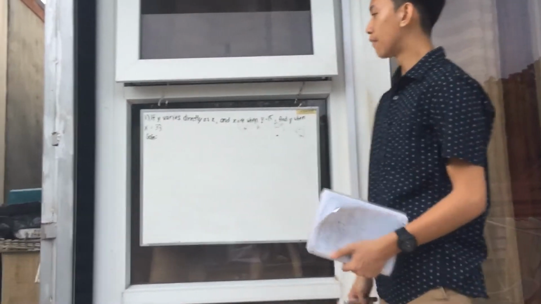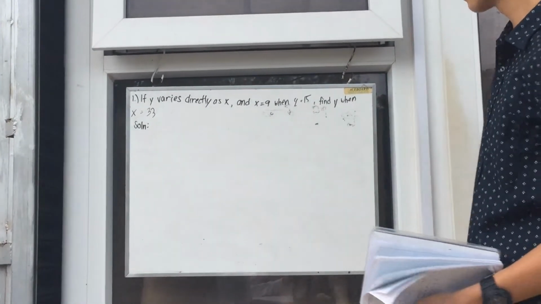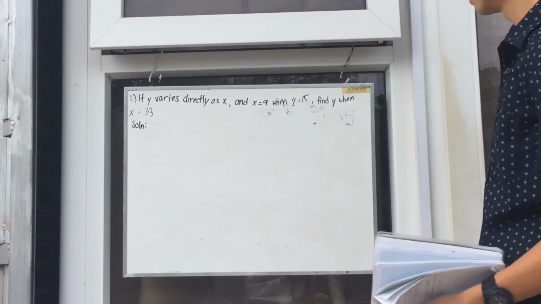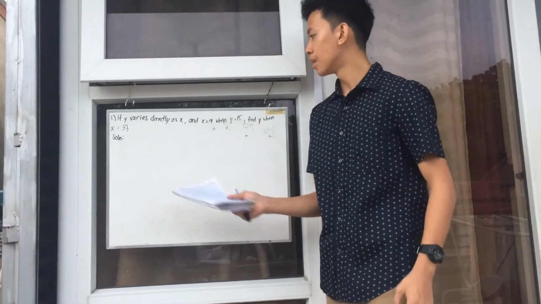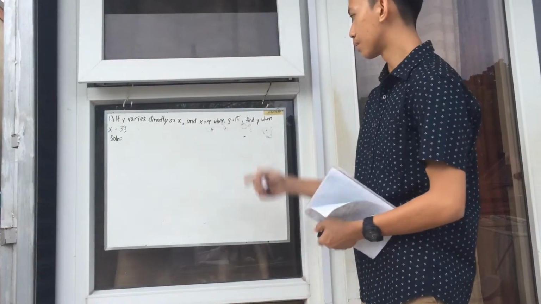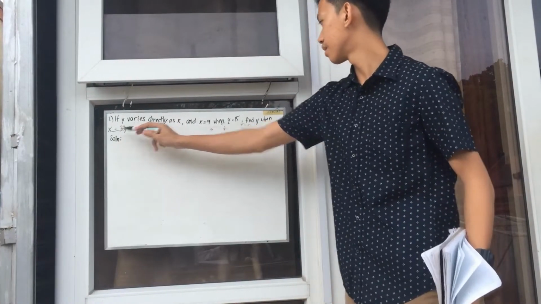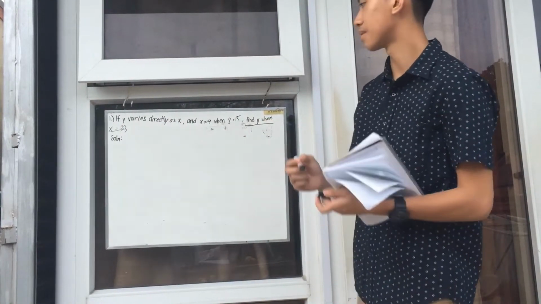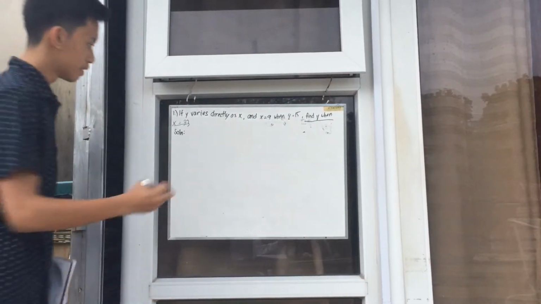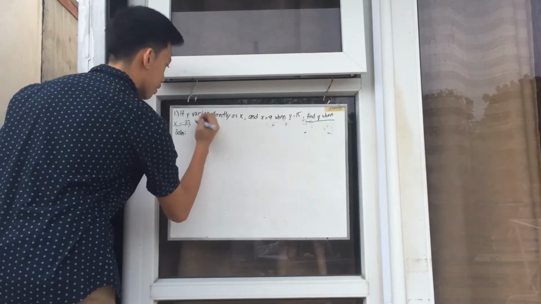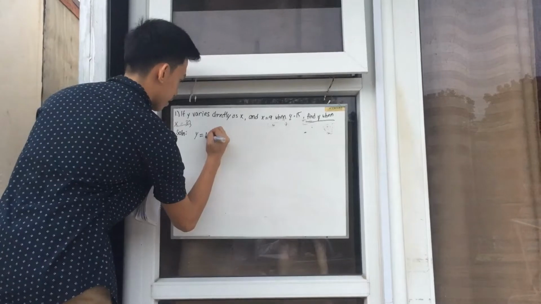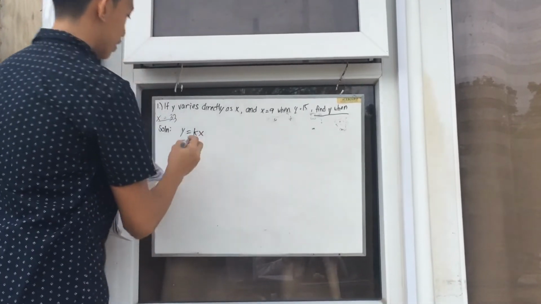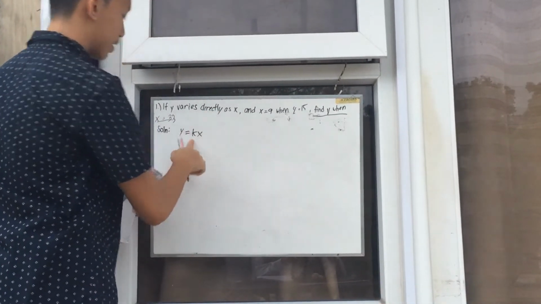So number 1: if y varies directly as x, and x is equal to 9 when y is equal to 15, find y when x is equal to 33. Before we solve this problem, we must create an equation. Since this is a direct variation problem, we use this equation: y = kx, where k is our constant.